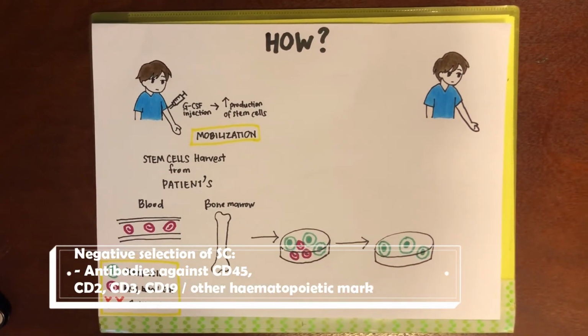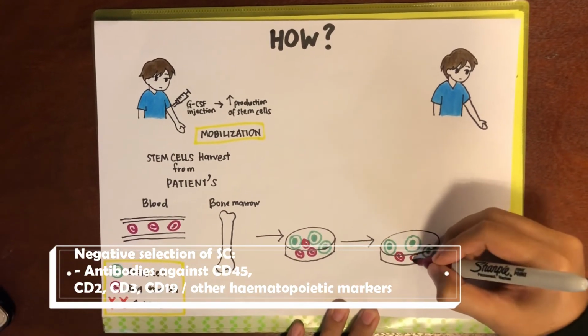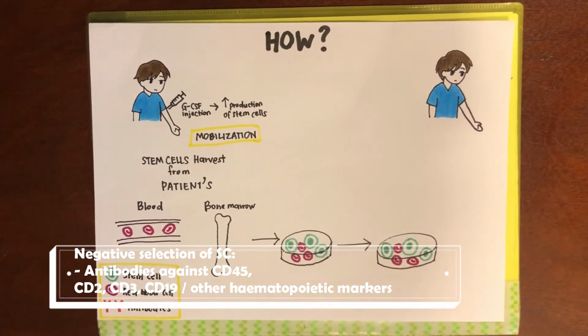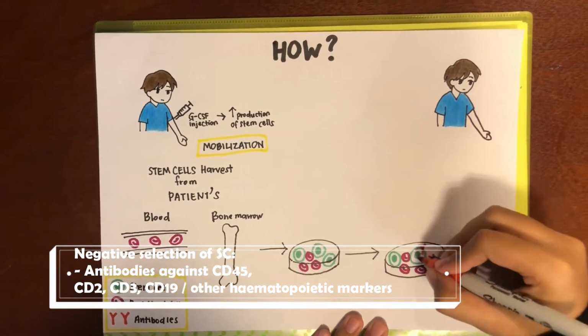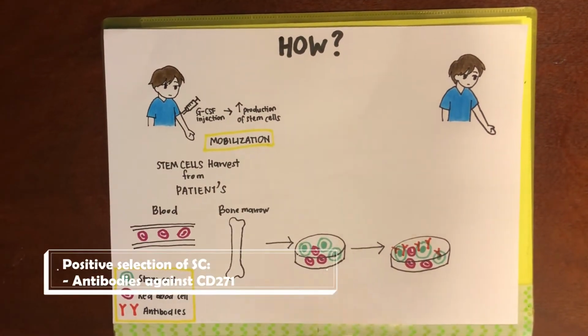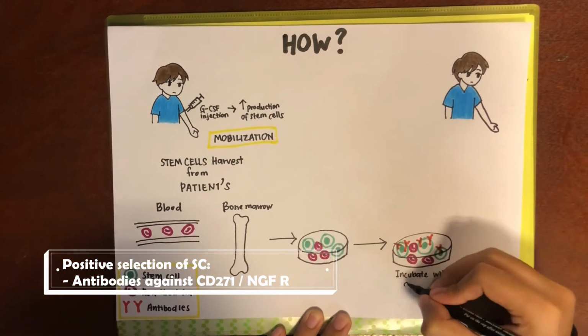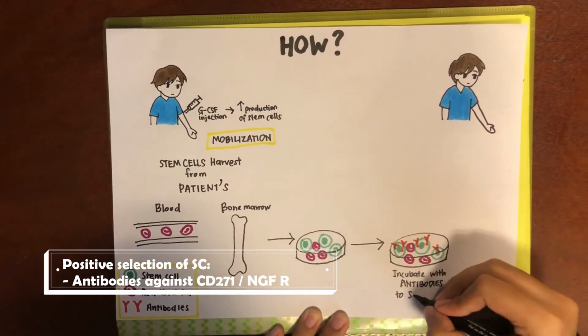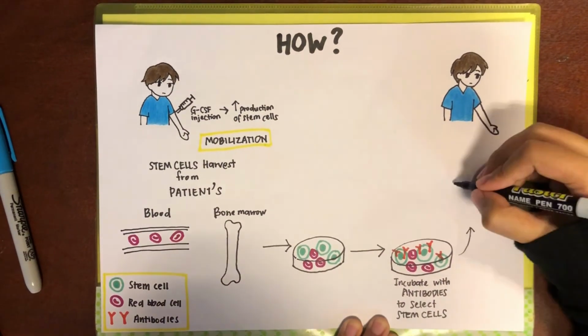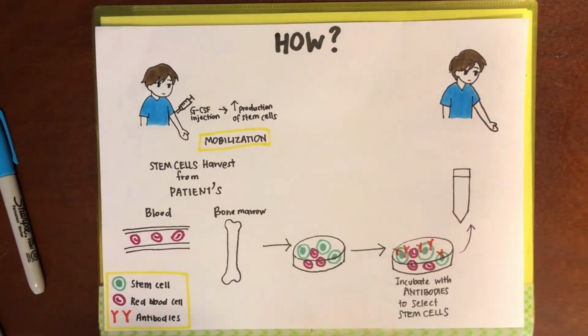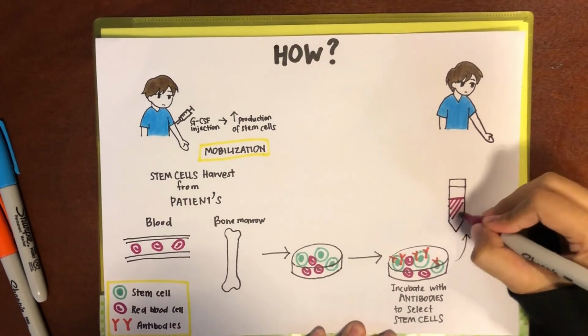Antibodies against hematopoietic markers such as CD45, CD2, or CD3 can be used to negatively select stem cells, while antibodies against markers such as CD271 and GFR can be used to positively select stem cells. The volume of fluid is reduced, leaving the stem cells.